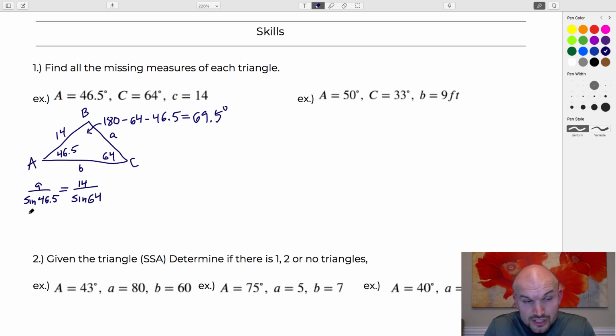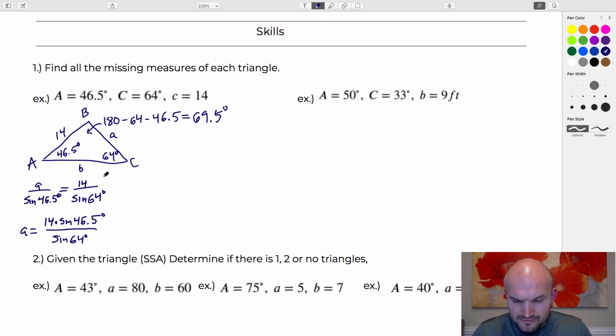Now, to solve for a, I'm going to tell you what I'm going to type in my calculator, so at least I'll show it this time. To solve for a, you multiply by the sine of 46.5 on both sides. So it'd be 14 times the sine of 46.5, divided by the sine of 64. And again, these are degrees. I should probably clarify that. Okay, so that's what I'm going to type into my lovely calculator.